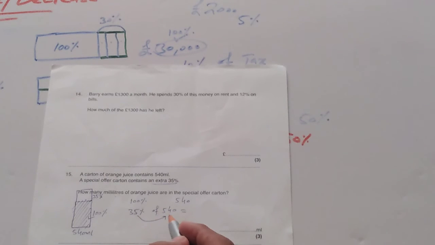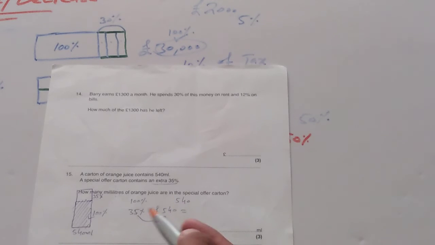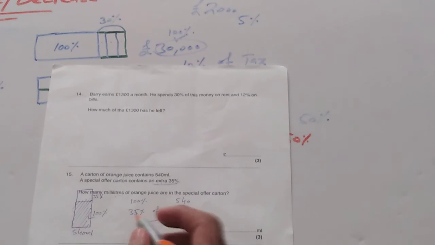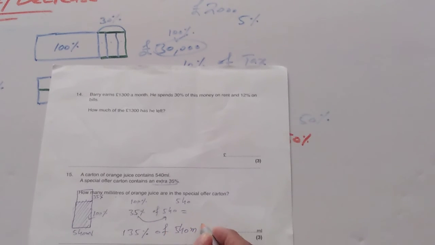Whatever that thing is, you finally have to add them, because it says you have to find how much is the total. So finally you will either find this and add them, or just do directly 100% and this is 35% more, so actually this will be 135%. So you can also find 135% of the amount 540 ml. That will be the answer.